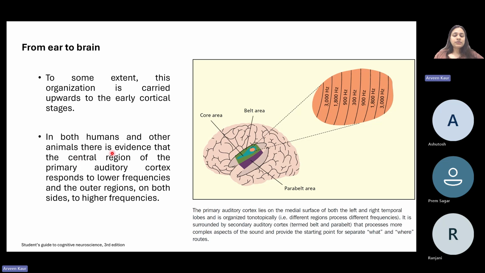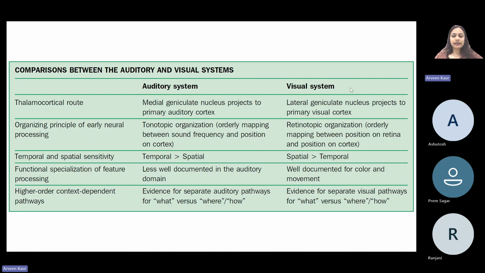In both humans and other animals, there is evidence that central region of the primary auditory cortex responds to lower frequencies and outer regions on both sides to higher frequencies. So over here again, I did explain how these belt areas have different frequencies at different regions. So if we compare broadly the auditory versus visual systems, the auditory system takes the medial geniculate nucleus, which projects to the primary auditory cortex, and the visual, on the other hand, takes the lateral geniculate nucleus, which projects to the primary visual cortex.